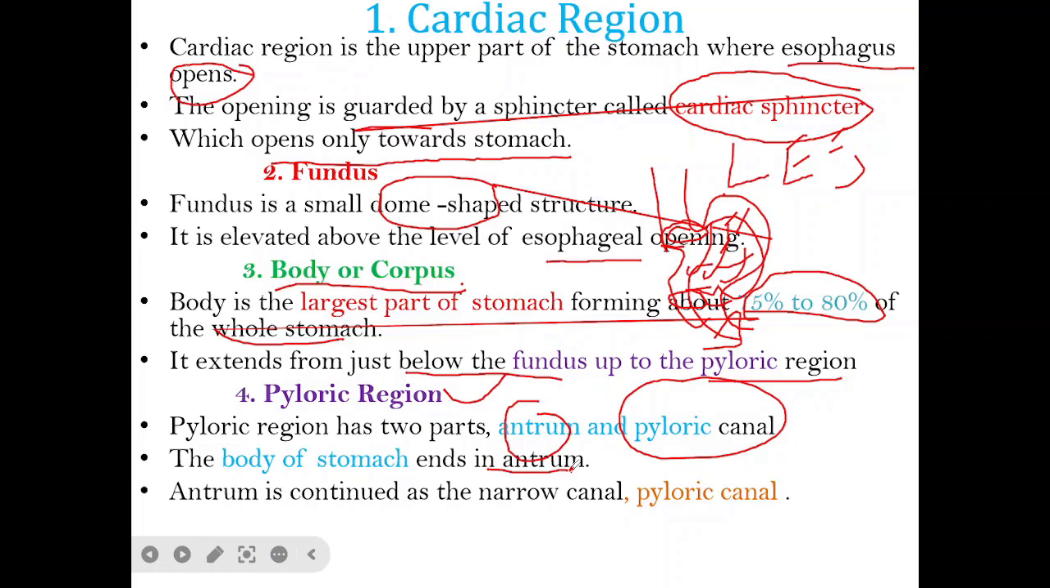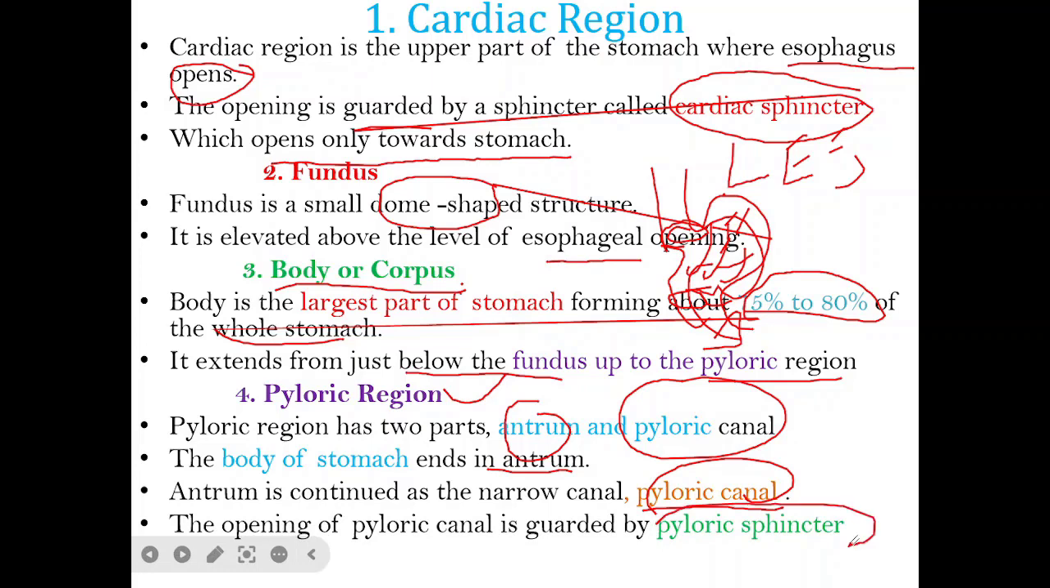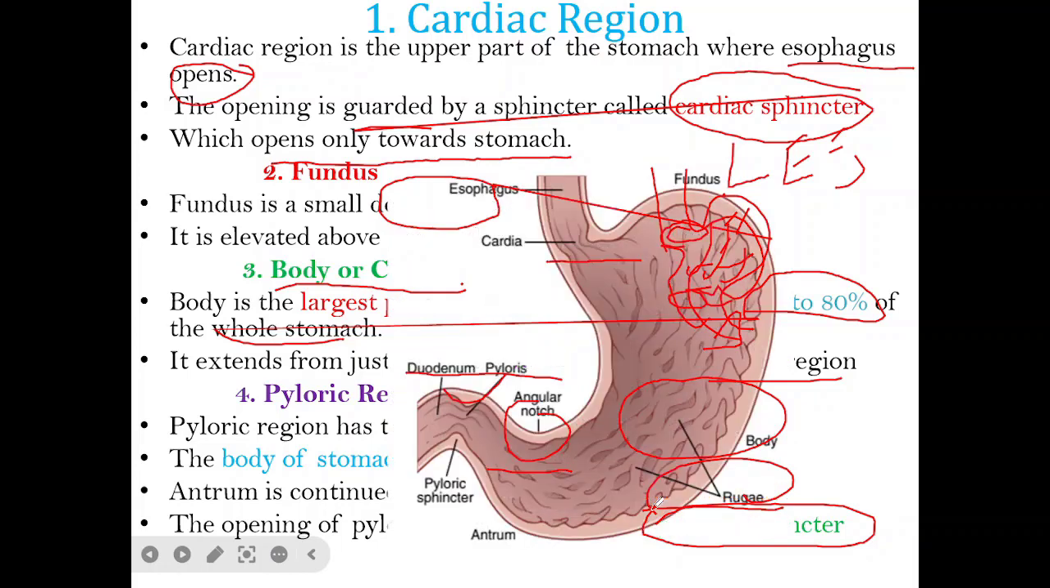So this is the structure of our stomach, and finally the opening of the pyloric canal is guarded by a sphincter, the so-called pyloric sphincter. This pyloric sphincter is important to control the movement of semi-liquid food towards the intestine ማለት ነው. So these are the 4 major parts of our stomach.